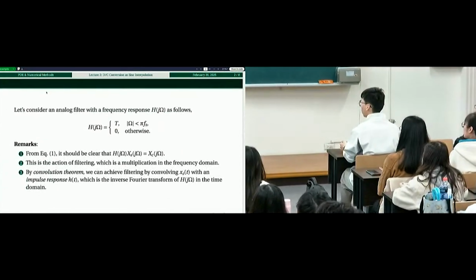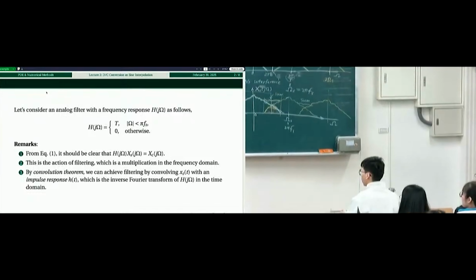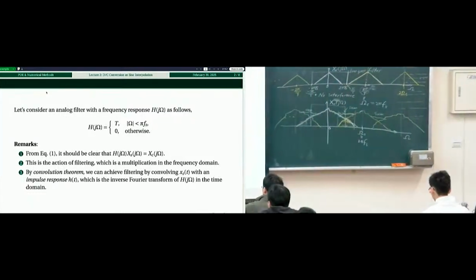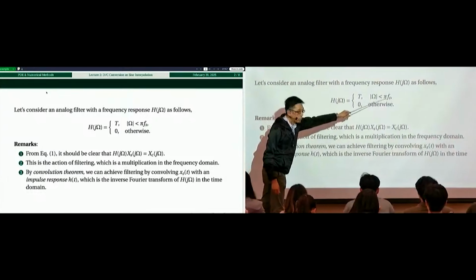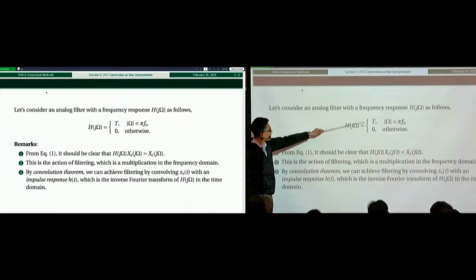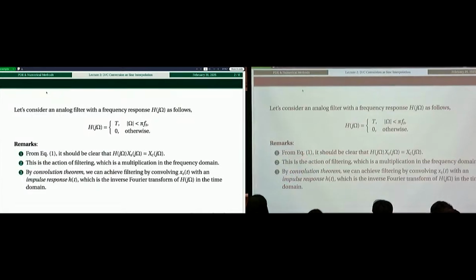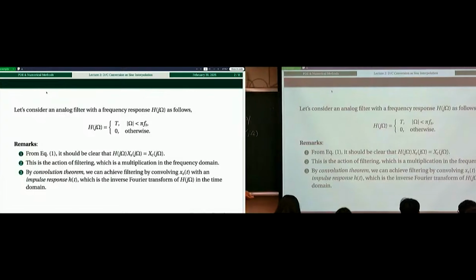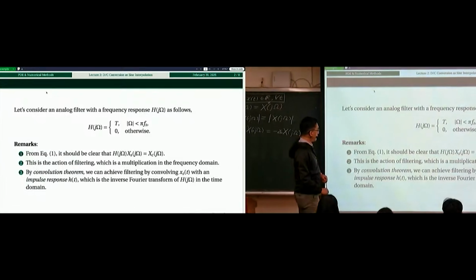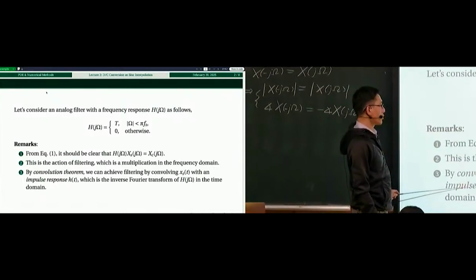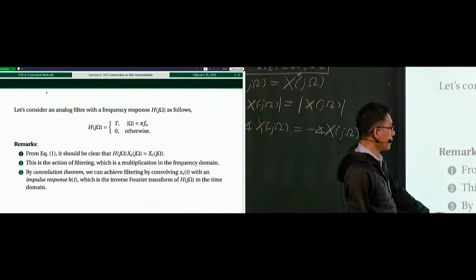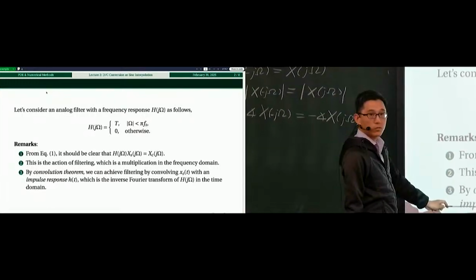We'll work out that we will begin with this ideal low-pass filter with constant gain, and 0 after the cutoff frequency. Constant within the cutoff frequency and 0 outside. That's the ideal low-pass filter. And from here, we are going to work out the impulse response h of t by applying what? By applying the inverse Fourier transform.